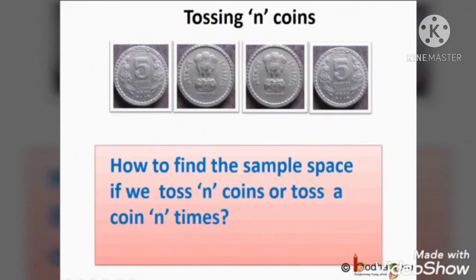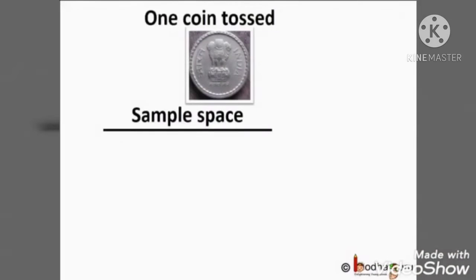How to find the sample space if we toss n coins or toss a coin n times? That is, say you are tossing 2 coins simultaneously, or you toss a coin 2 times. So what are the possible outcomes in these 2 cases? Let's say we toss 1 coin. We either get a head or a tail, and we say the sample space consists of head and tail. So we see there are 2 possible outcomes in case we toss a coin.